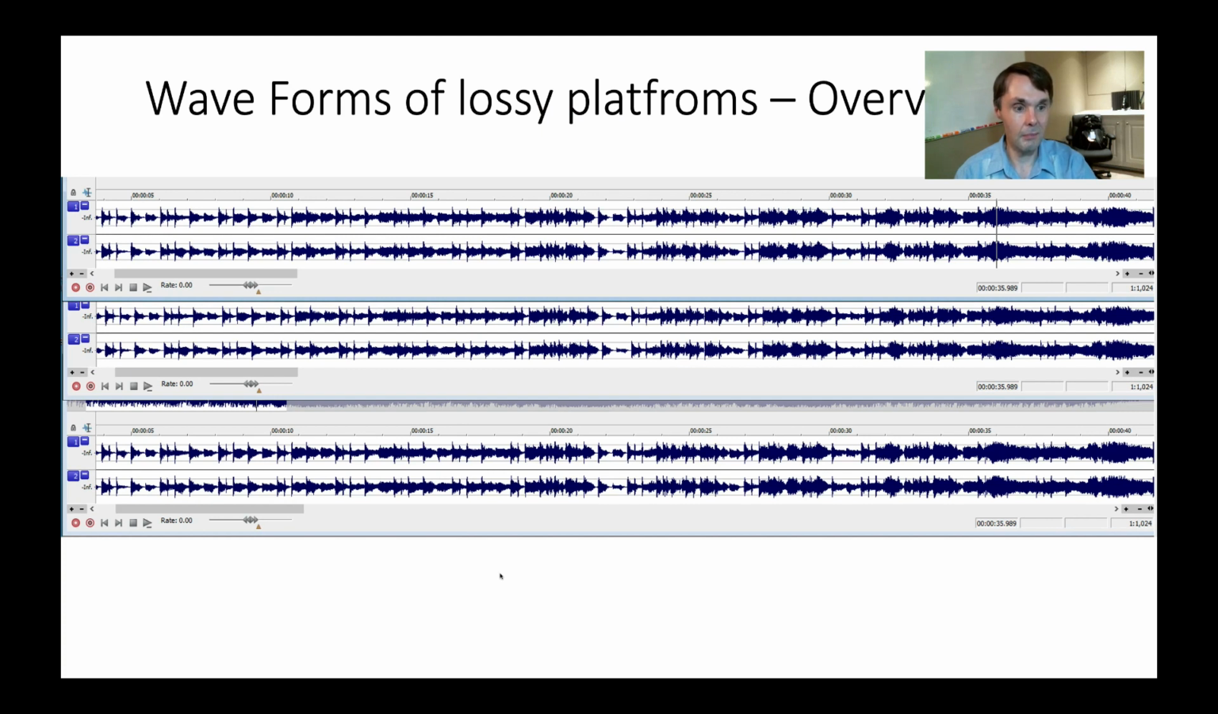They all look kind of similar here, at this dimension at least. So what do we have? Pandora at the highest quality. We have Spotify at 320 at the highest quality. And we have YouTube Music at the highest quality.